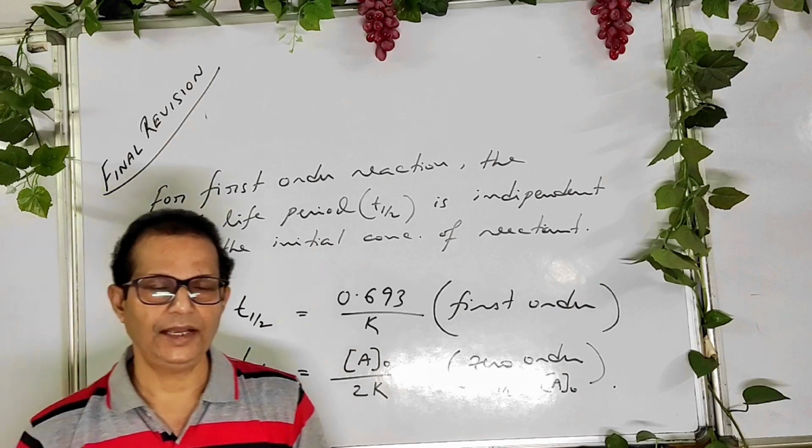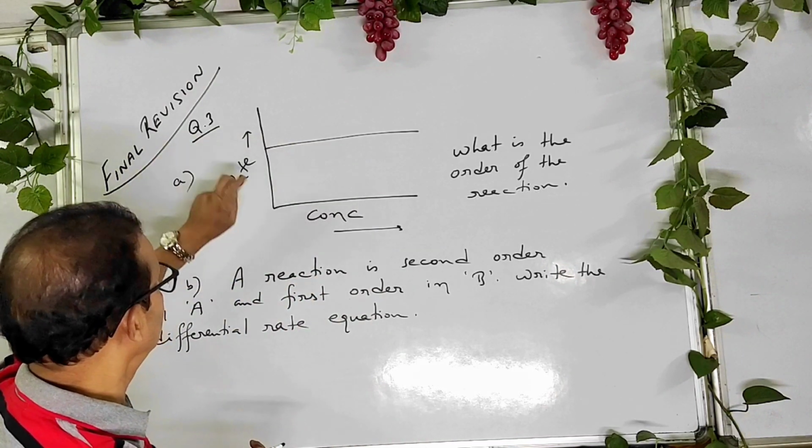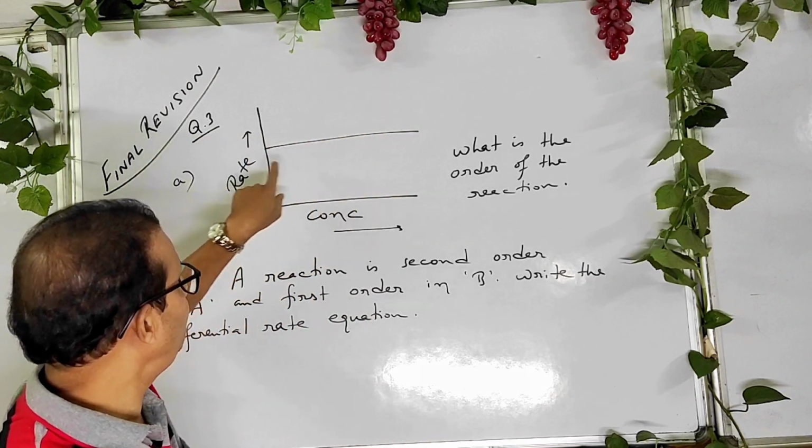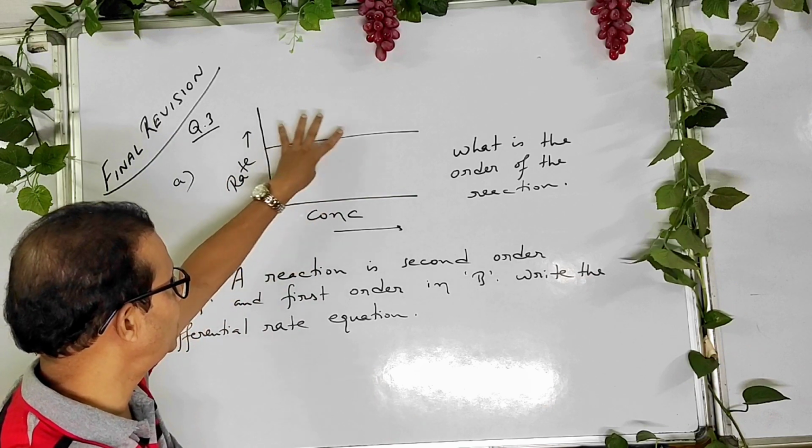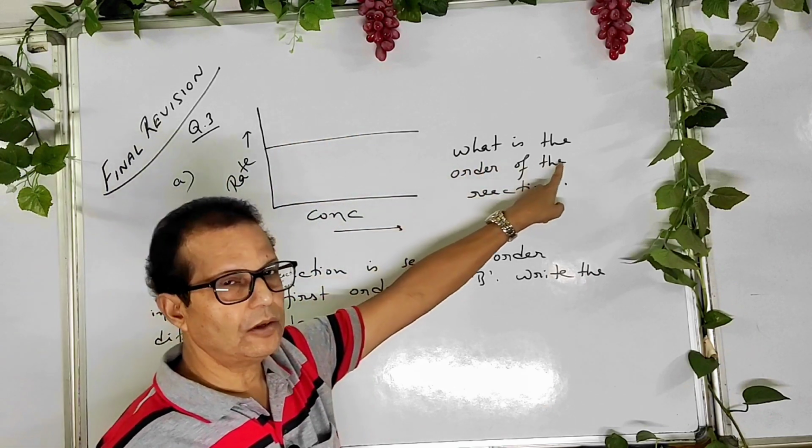So follow the next question, okay? This is the graph given between rate and concentration. What is the order of the reaction?